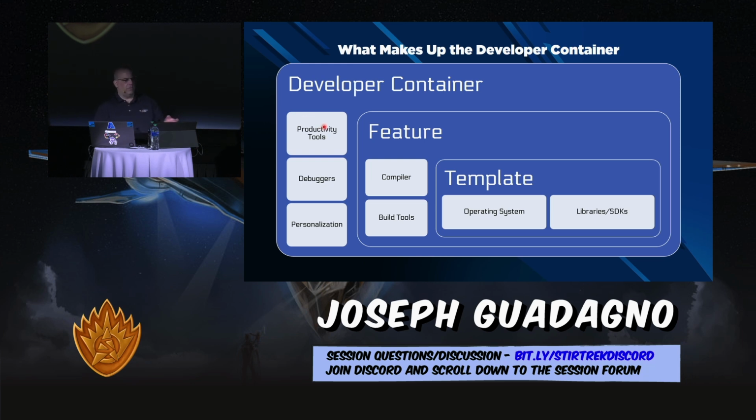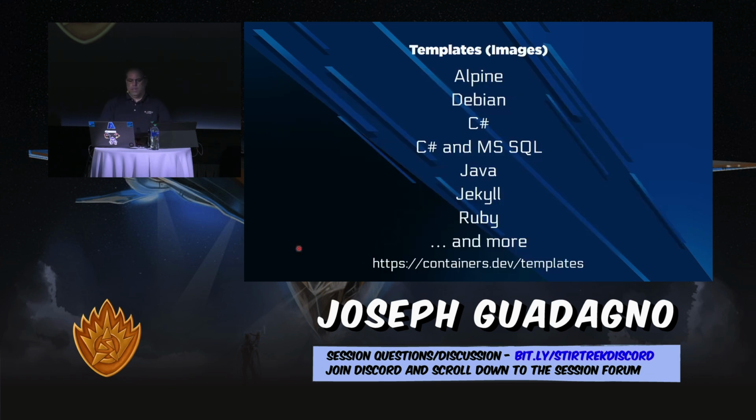Our productivity tools, any extensions we need, like you'll see when we go and build a Microsoft SQL Server container, it has MS Tools built in and a couple other things. And then whatever debuggers and personalization you want, like colors, themes, etc. So some of the examples of templates, we have an Alpine, Debian, C#, etc. We're going to see more of them in a minute. And this list is very small compared to what's actually there. And because it's still relatively new, they're adding in new ones daily.